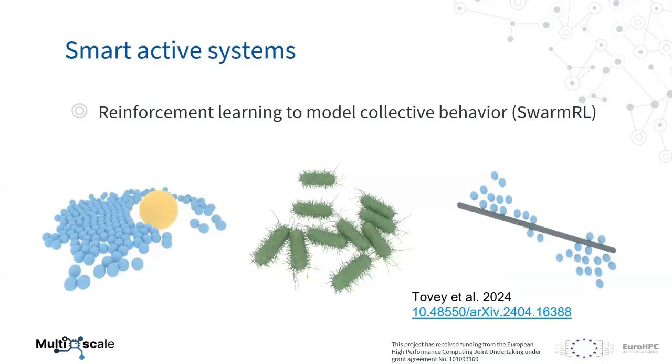Lastly, I would like to talk about smart active systems, where you have agents which have a set of parameters that control the way they behave, for example, the way they swim or the way they interact with other agents. And you can start a very large number of simulations. In each of them, you have these agents with a different set of random parameters.